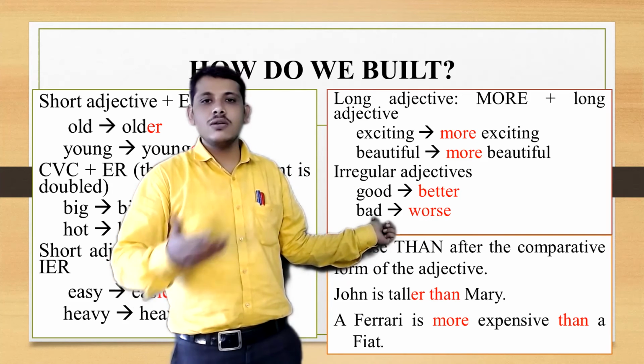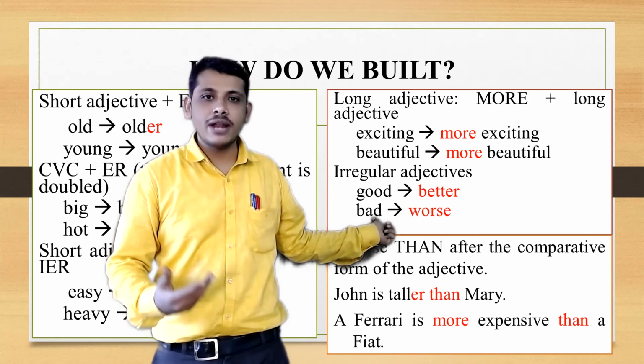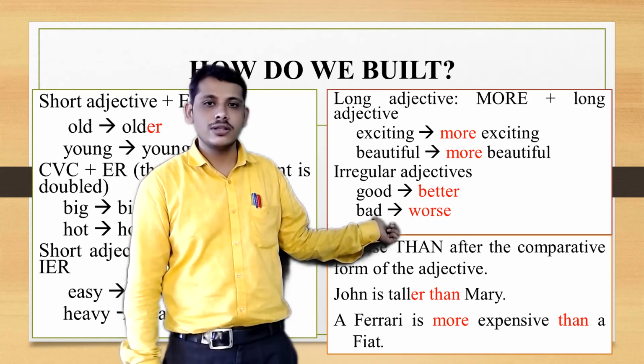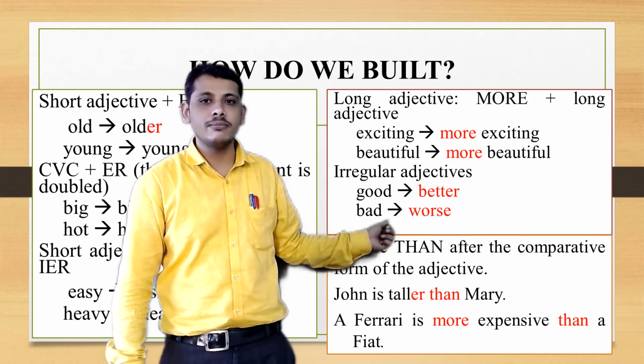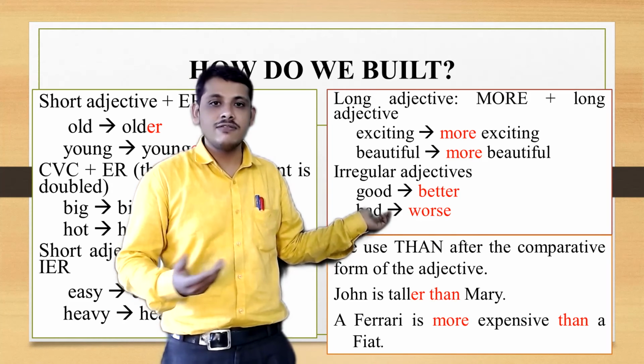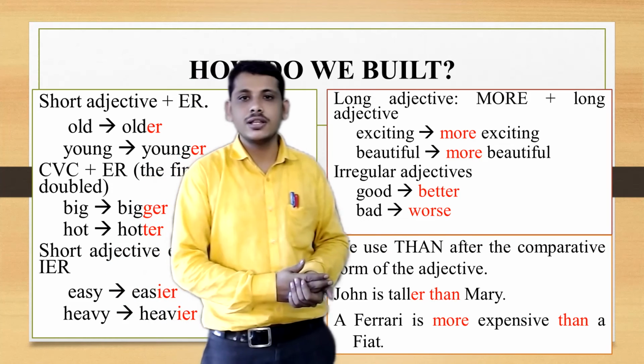At the end, we'll see how many irregular adjectives there are, and you just have to practice the irregular adjectives. Regular adjectives are easy to remember. Good, better, bad, worse. Then you can say late, later, far, further. These are some examples of irregular adjectives.